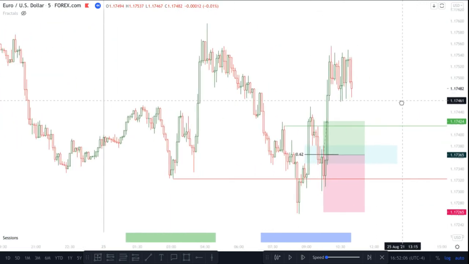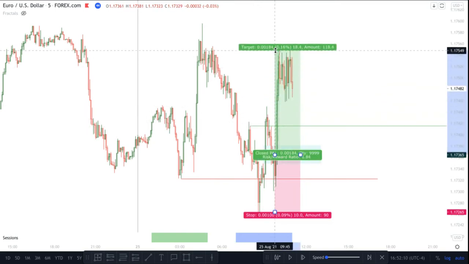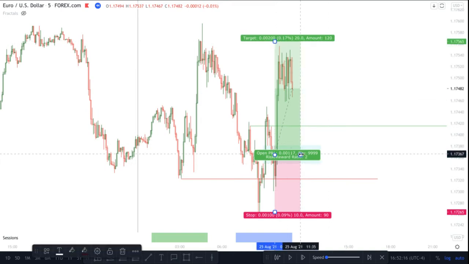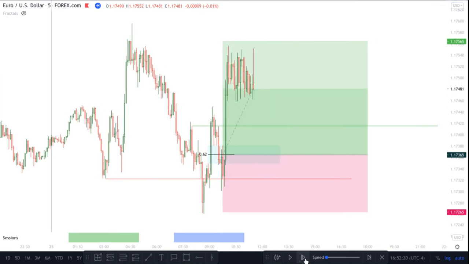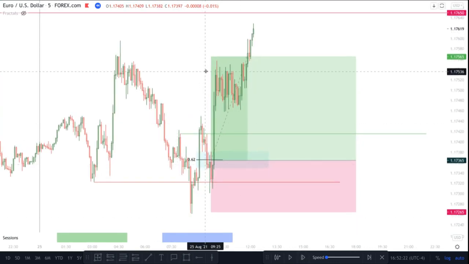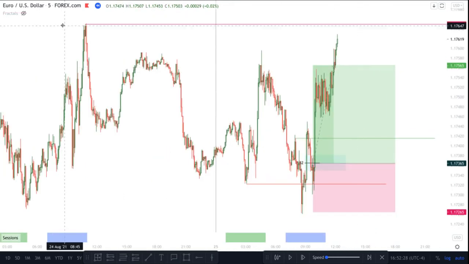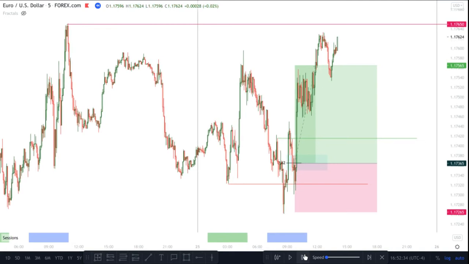So it's looking for 20 pips, which takes you perfectly back to that high. I mean, there's no coincidence that 20 pips lines up perfectly with this high. There's no coincidence at all. And then we have the previous daily high.